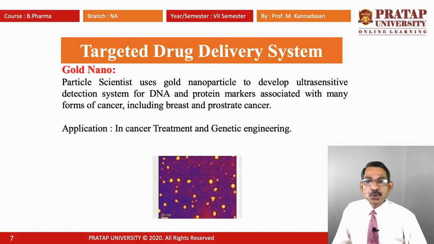Scientists use gold nanoparticles to develop an ultra sensitive detection system for DNA and protein markers associated with many forms of cancers, including breast cancer and prostate cancer. Breast cancer and prostate cancer are very common. Breast cancer is very common for ladies. Most of the 30% of the world population suffers from breast cancer. Prostate cancer is a male issue. So for that, the gold nanoparticle is used for the diagnosis of cancer signs and symptoms. Application in treatment of cancer and for genetic engineering, there is DNA identification.